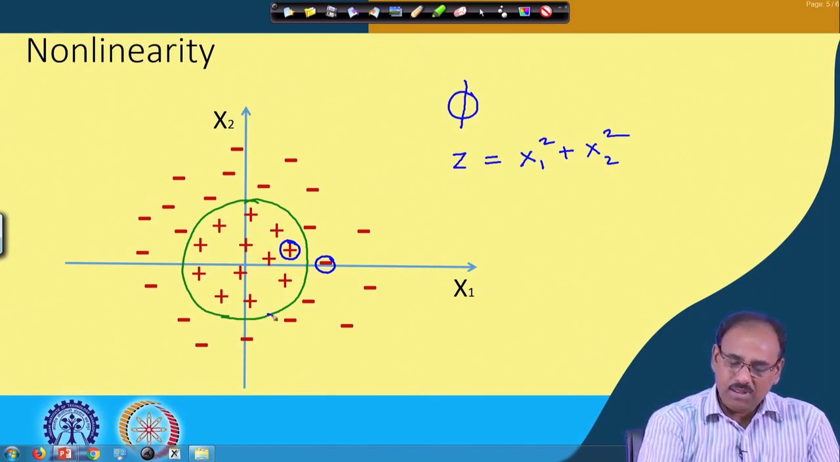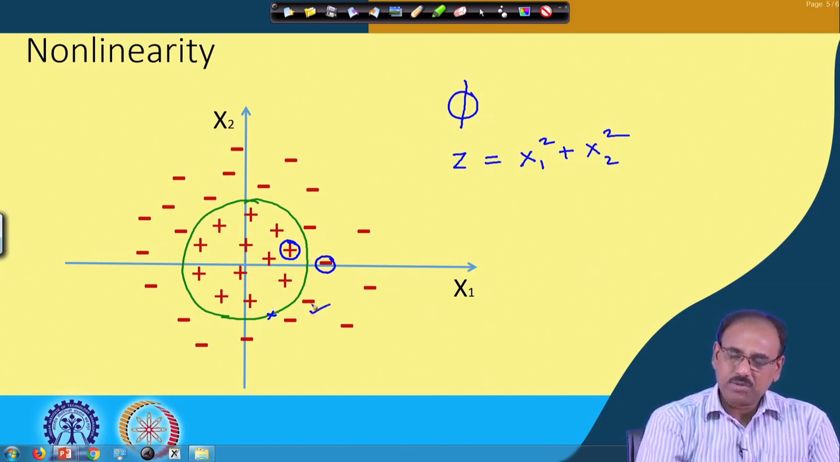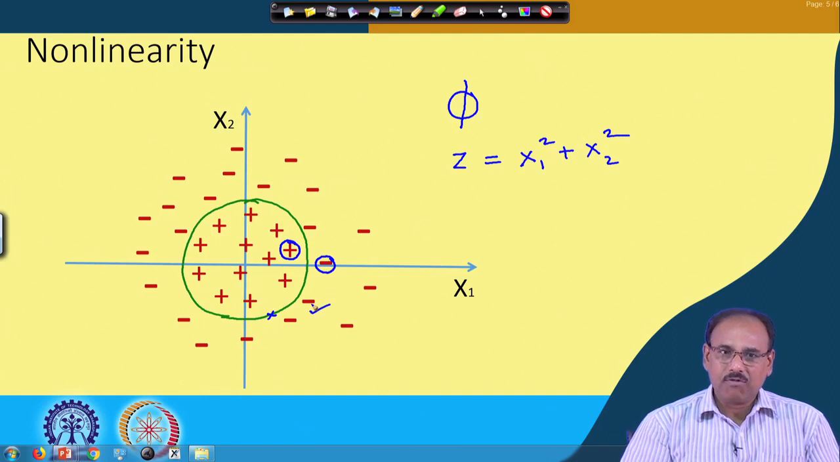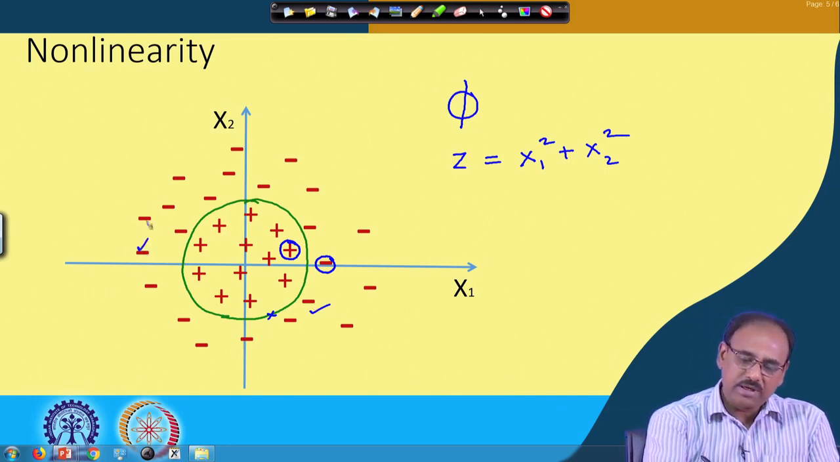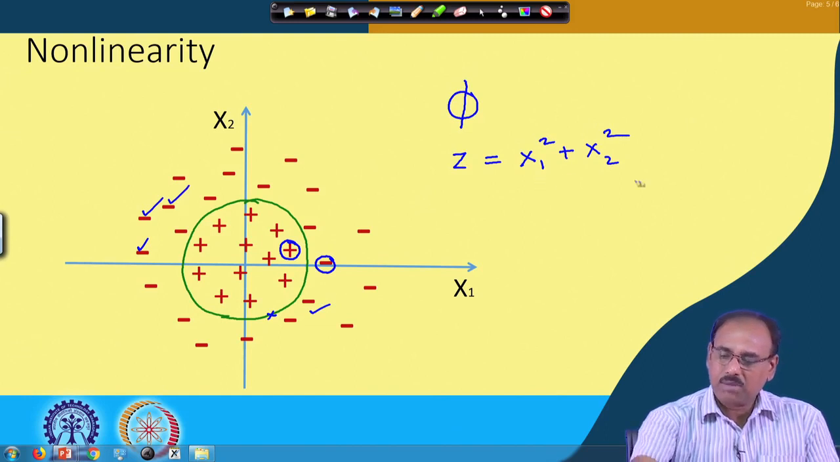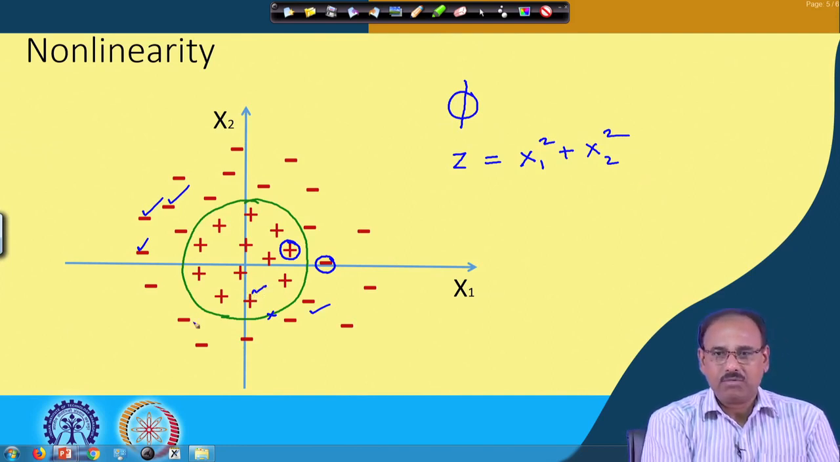Because for any point on the circle, x 1 square plus x 2 square is nothing but the square of the radius of the circle. And because all these feature vectors which are negative are outside the circle, for them the square of the distance will obviously be higher than the square of the radius of the circle. So, for all these feature vectors which are outside the circle, x 1 square plus x 2 square, or the value of z, will be more than the value of x 1 square plus x 2 square for any feature vector which is within the circle. So, what I will do is I will now represent all these feature vectors.